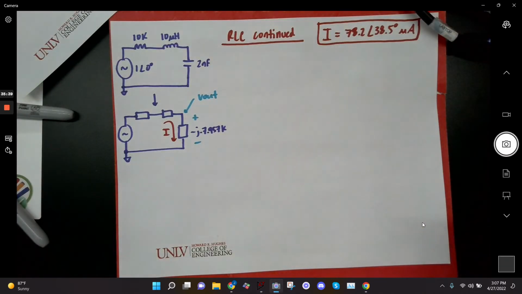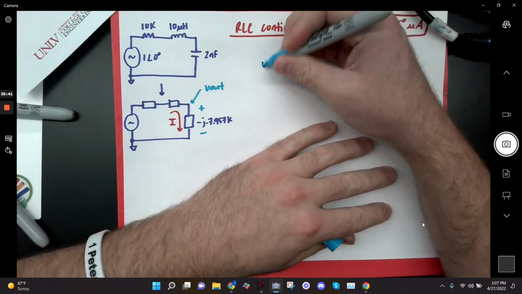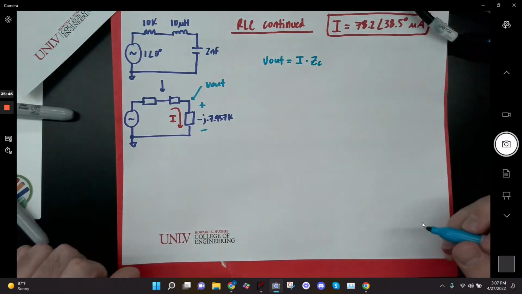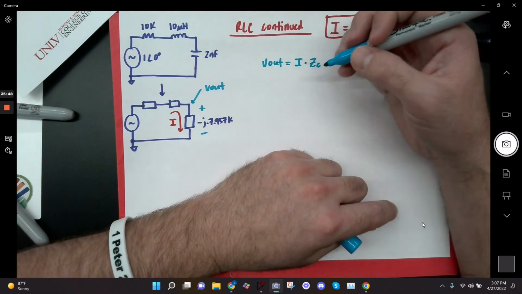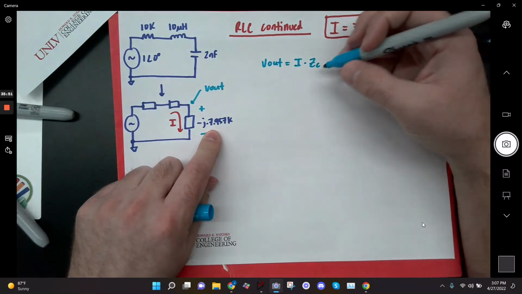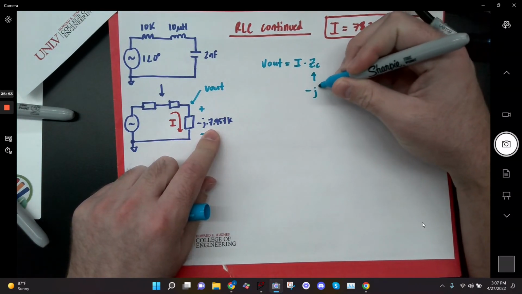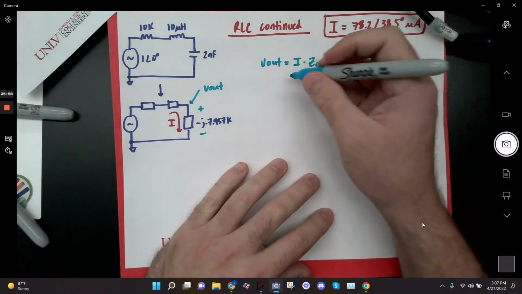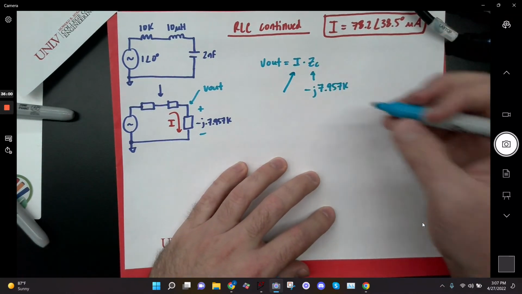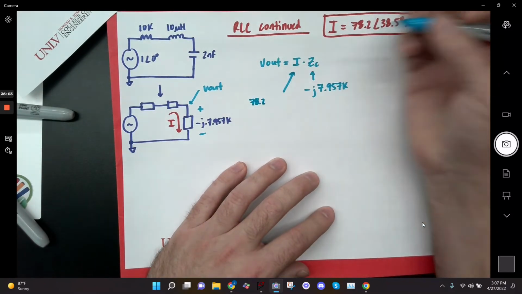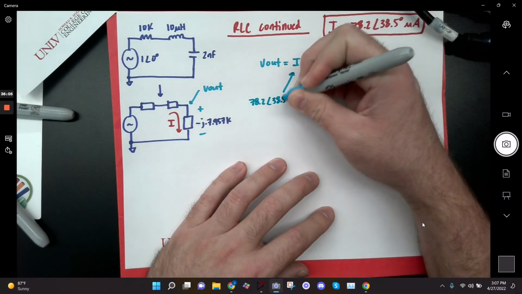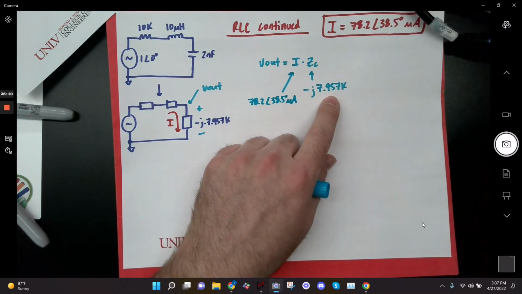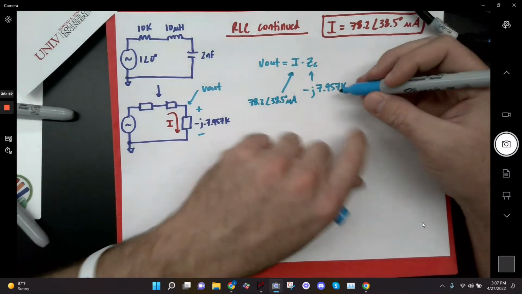All right, so we want to find V out. V out is basically equal to I times the impedance of the capacitor, Ohm's law. The impedance of the capacitor is minus J 7.957K, and I have I in terms of a phasor, which is 78.2 angle 38.5 microamps. And so what I need to do is get a phasor for ZC so I can multiply them, right? And so again, this is where it comes in, right?